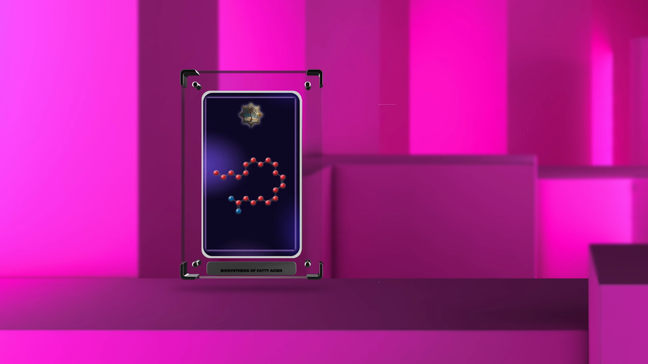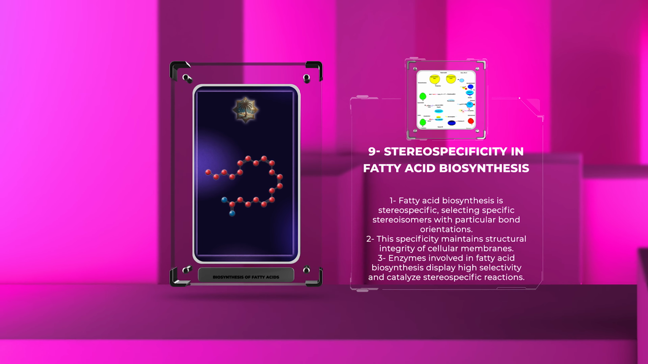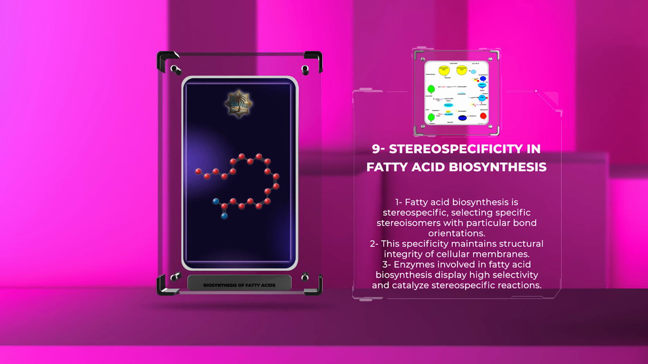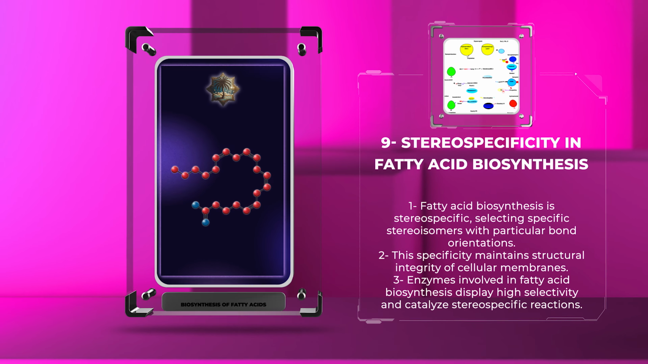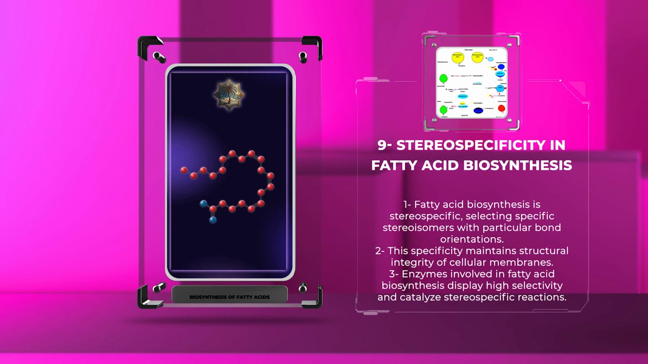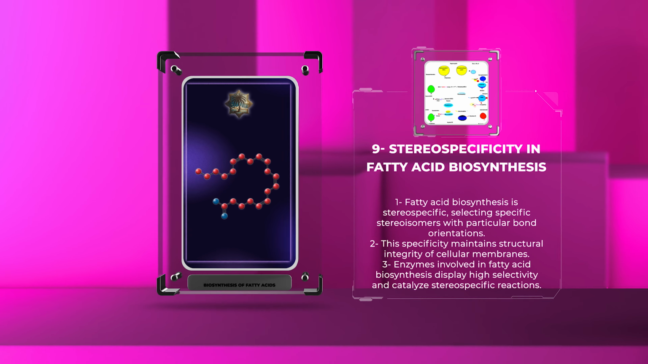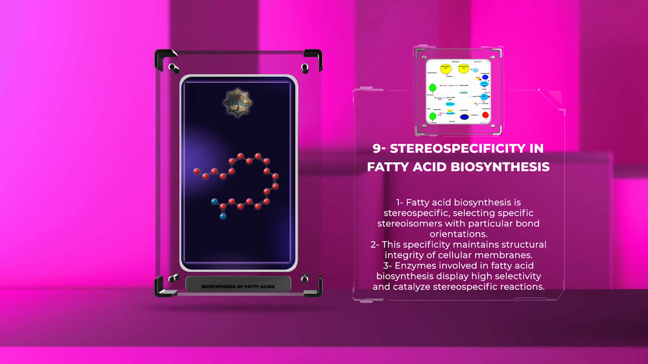Fatty acid biosynthesis exhibits stereospecificity, meaning the reaction selects specific stereoisomers with particular bond orientations. This specificity ensures the synthesis of functionally relevant fatty acids and helps maintain the structural integrity of cellular membranes. The enzymes involved in fatty acid biosynthesis display high selectivity towards specific substrates and catalyze stereospecific reactions.